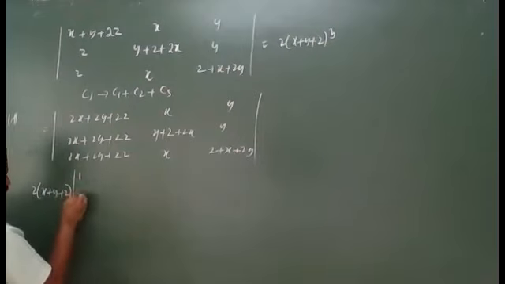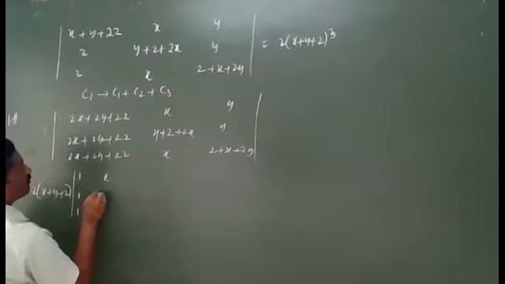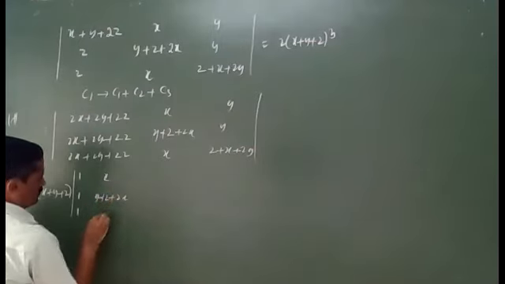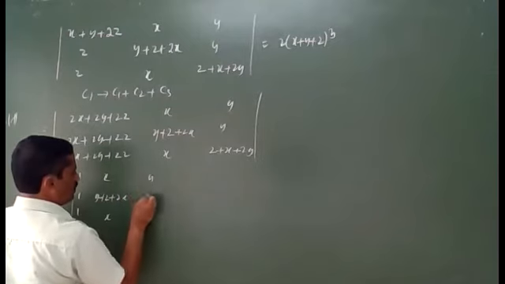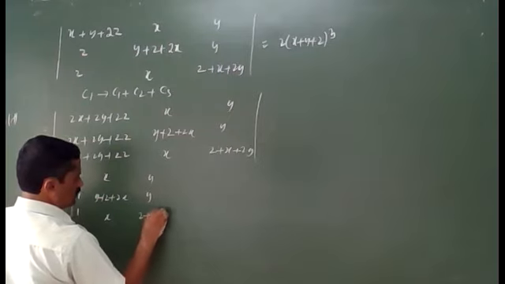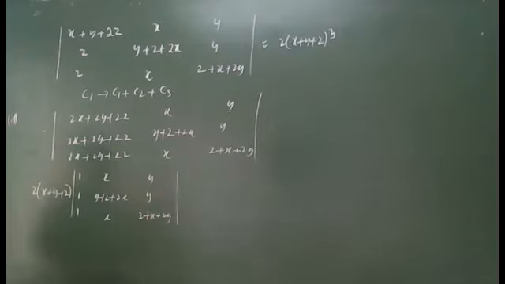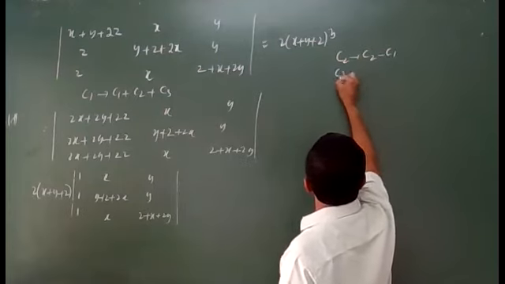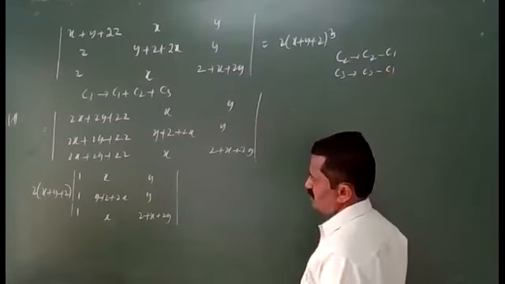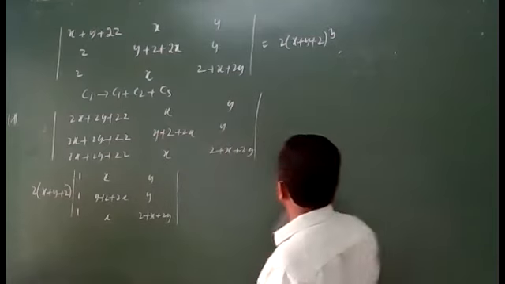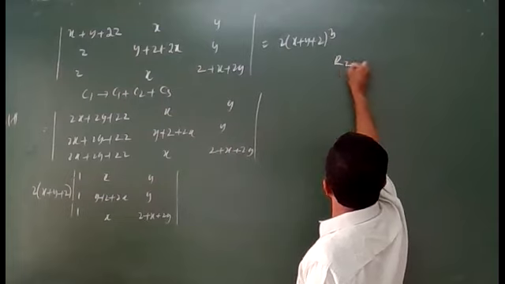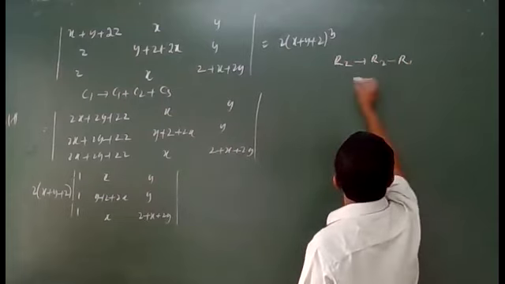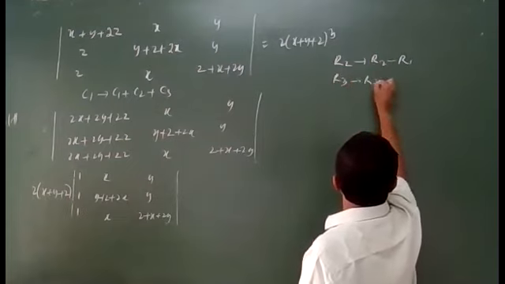So I will take the 2 common outside: 2 of x plus y plus z into determinant of 1, 1, 1. Here we have x, y plus z plus 2x, x. Again here y, y, then z plus x plus 2y. Now try to make these elements 0. So C2 gives C2 minus C1, C3 minus C1. Sorry, apply row transformation: R2 gives rise to R2 minus R1, and R3 gives rise to R3 minus R1.